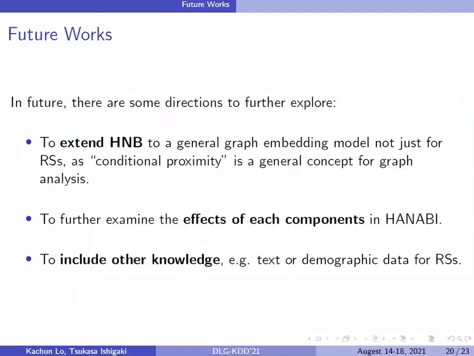In future, there are some directions to further explore. For example, we can extend Hanabi to a general graph embedding model, not just for recommender systems, as the concept of conditional proximity is really a general thing for graph analysis. Secondly, we can further examine the effects of each component in Hanabi. And finally, to include other knowledge, for example text or demographic data, for an even better or personalized recommender system.